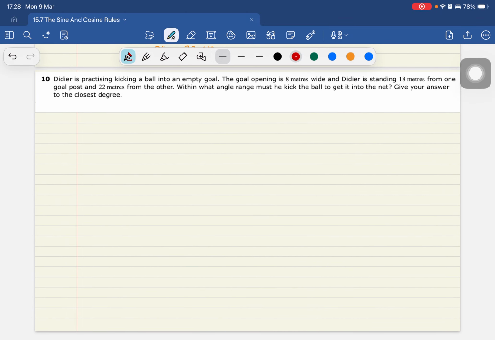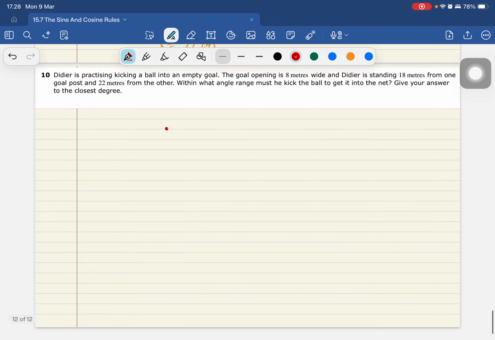Next, Didier is practicing kicking the ball into an empty goal. The goal opening, let's say this is the goal opening, is 8 meters wide. Didier is standing 18 meters from one goal post, so this is Didier, and 22 meters from the other. Here we also need to find this angle between them.